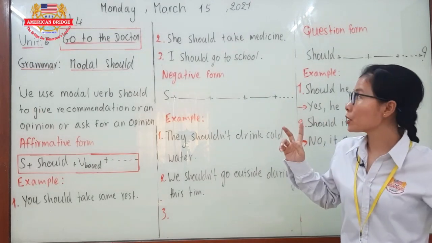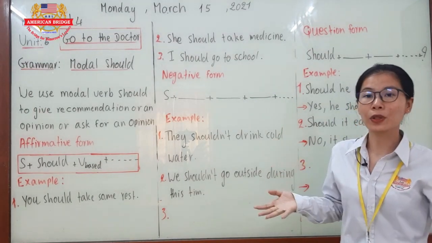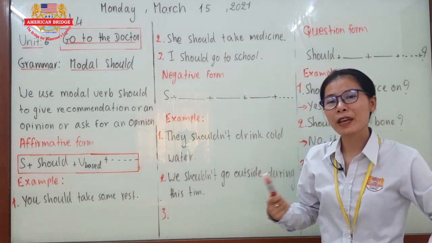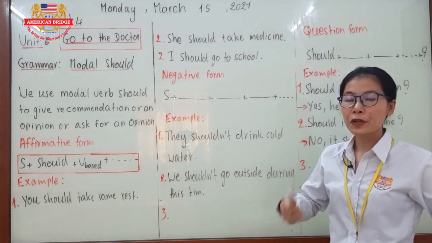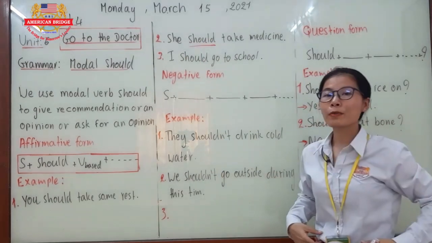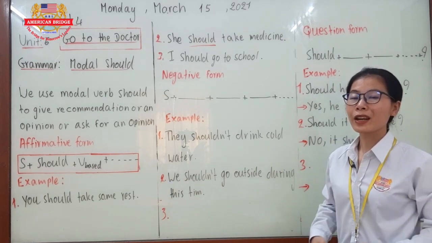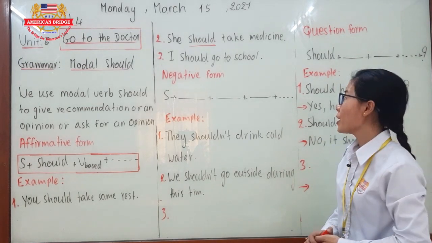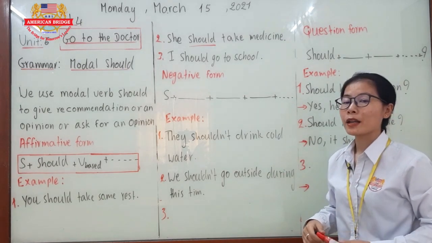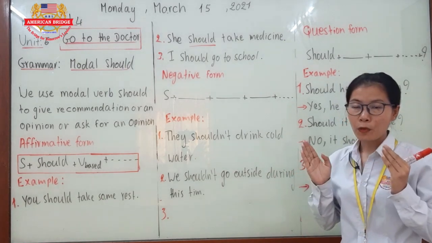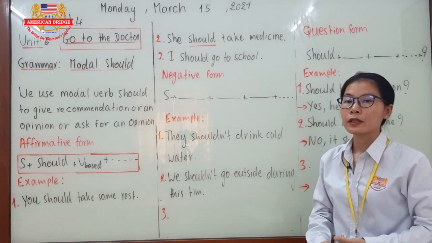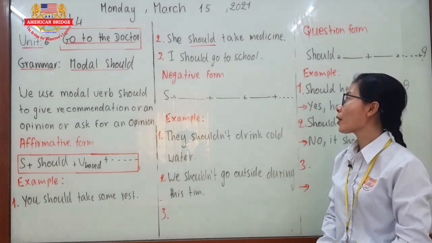Look at number 2 here. She is the third person singular, right? So normally verb we have to add s. But why verb here we don't add s? Because we use with modal verb should. When we use with modal verb should, verb we don't add any s or es. So remember, even though the subject is third person singular, but when the modal verb appear, we cannot use s.